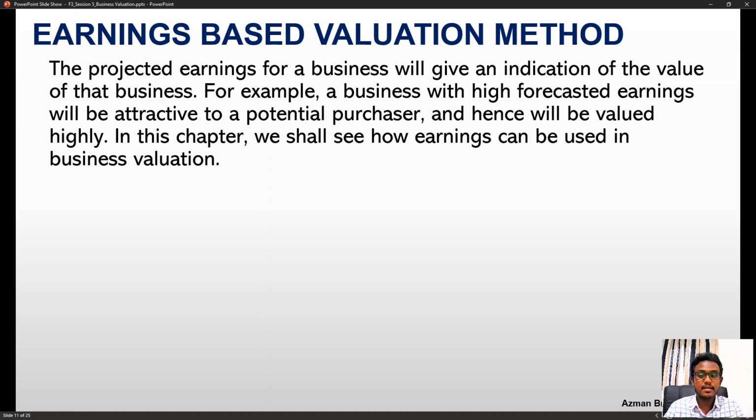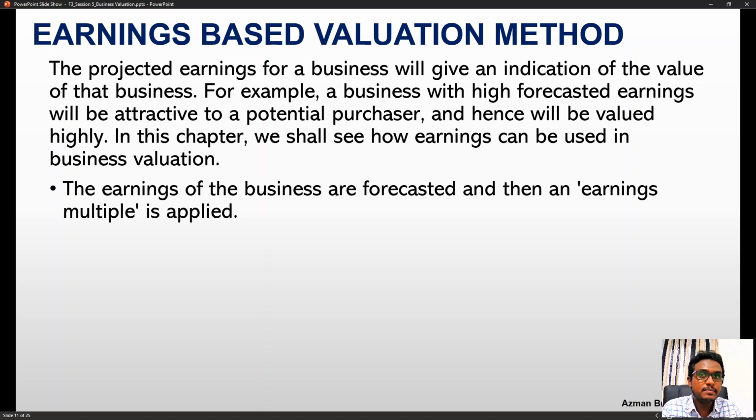And this is something that you look at in terms of interviews, especially at senior positions. You look at the track record, but also you speak to that person and figure out the projected contribution over the next few years, and that will give you a general gauge of the value. And that is the sort of idea that you can apply here as well. So for example, a business with high forecast earnings will be attractive to a potential purchaser and hence will be valued highly. In this chapter, we shall see how earnings can be used in business valuation.